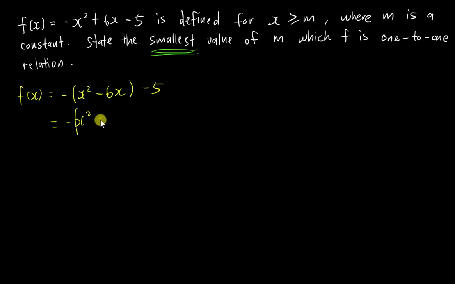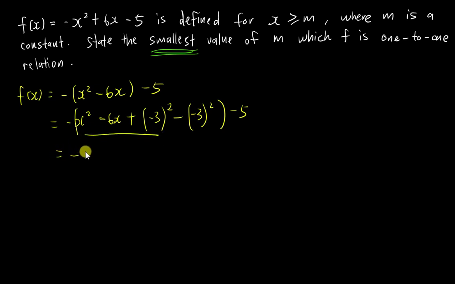I have one bracket definitely. x squared minus 6x plus something squared minus something squared, then minus 5. The something here is b divided by 2, which is negative 3. This one will be negative 3 squared. Then we combine the first 3 terms, so we get (x minus 3) squared.